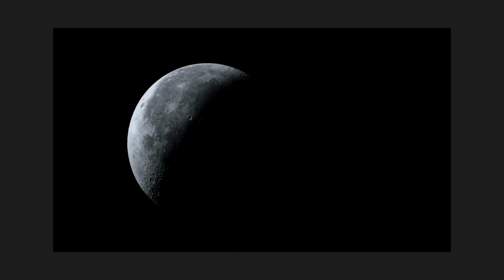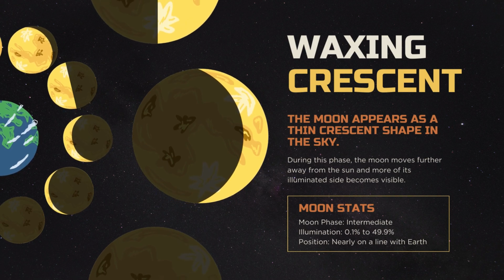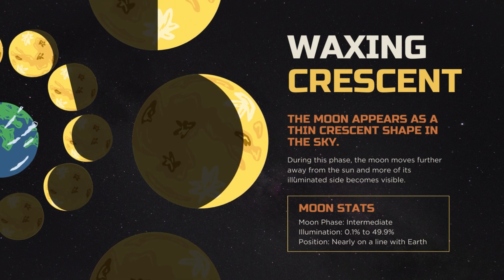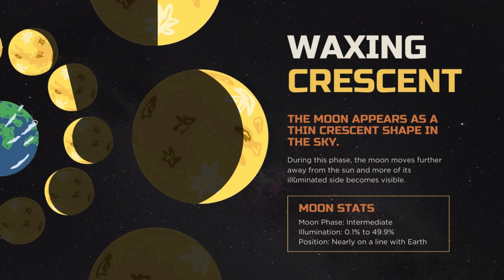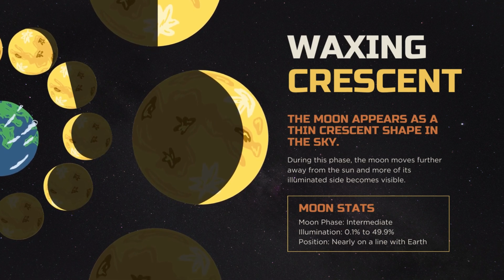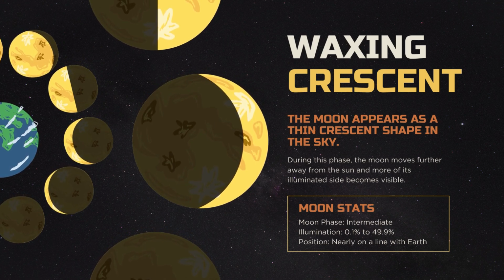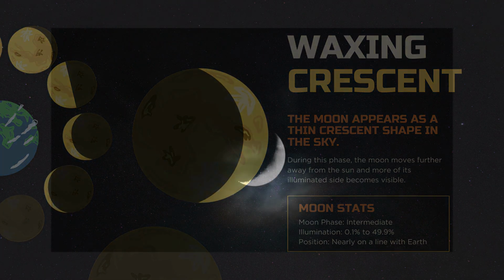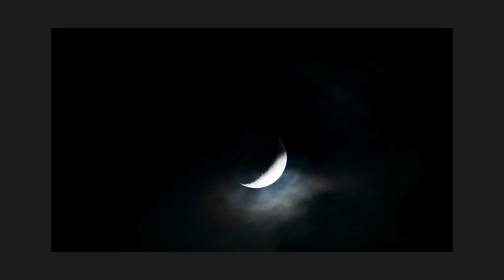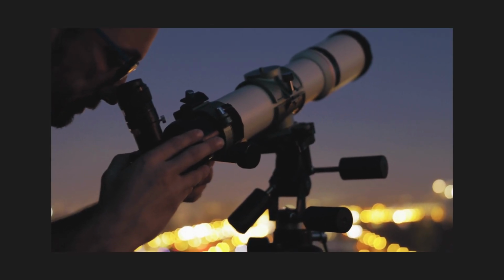As the moon transitions from new moon to full moon, it first enters the waxing crescent phase. This phase occurs when the moon is positioned between the Earth and the Sun, with the illuminated portion visible from Earth increasing each night. The waxing crescent moon is a captivating sight, with its slender, curved shape gracing the evening sky. Its gentle glow offers a glimpse of the lunar landscape, revealing subtle details of craters and lunar seas.